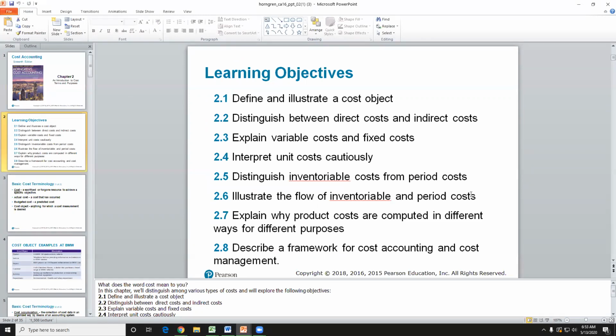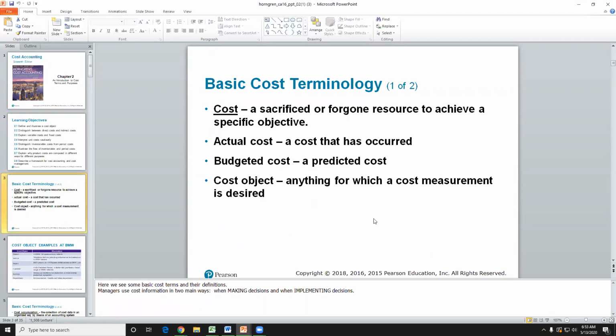So this is going to be the foundation that we're going to need to move on to the next couple of weeks when we talk about cost, volume, profit analysis. We'll be spending 2 weeks on that really important topic, but right now we're going to talk about cost terms and cost behavior.